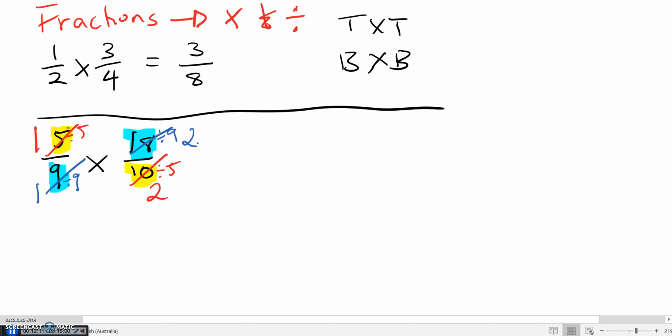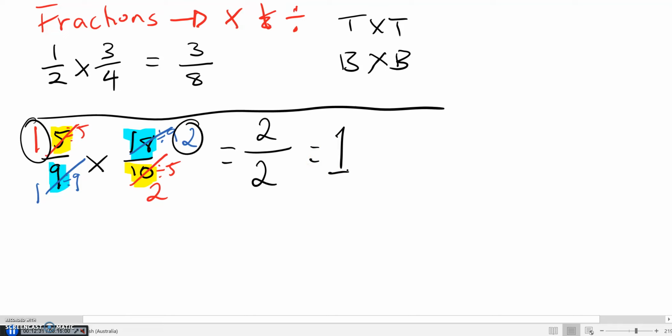So we now have a little bit easier work to go around. We take the 1, we multiply it by the 2, we end up with 2 on top. 1 multiplied by 2, 2 on the bottom. 2 divided by 2 is 1 whole. There we go. Nice and easy.